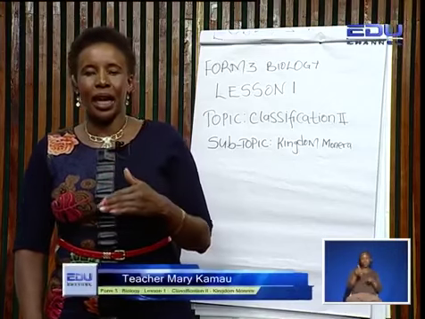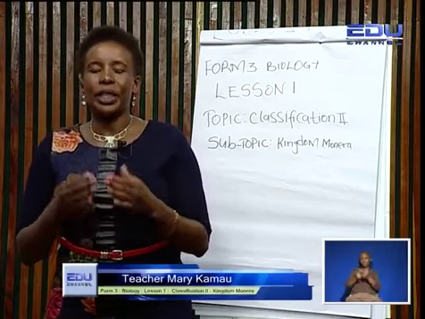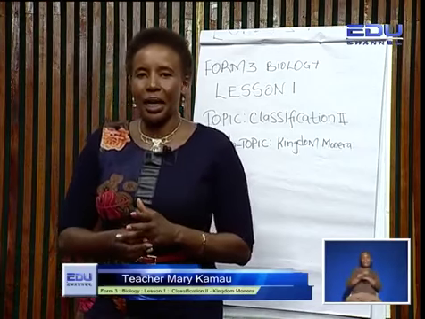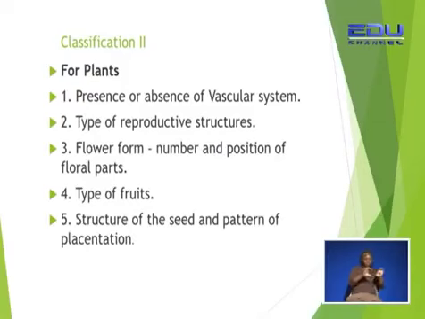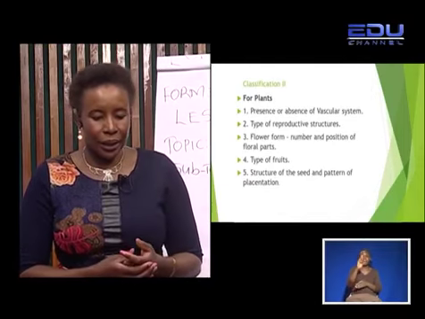Remember, I said a taxon is just a group of living organisms which have similar structures. So plants are also living organisms which can be classified using external features such as, number 1, presence or absence of vascular system. So some plants have vascular bundles, that is the xylem and the phloem. Others lack the vascular bundles, like we are going to see as we continue with our discussion.